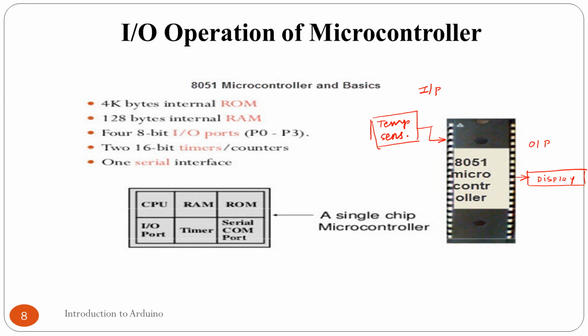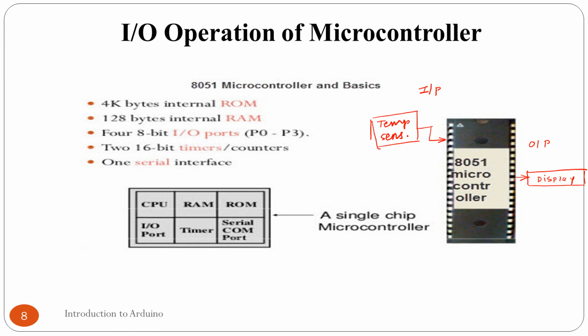Whenever we design embedded systems or projects related to the microcontroller, this input and output operation is very important. Every student should understand what is meant by input operation and what is meant by output operation. The concept is very simple. Whenever we are taking data inside the microcontroller, that is called an input operation, and whenever we are sending data from the microcontroller to an outside device, it is called an output operation.